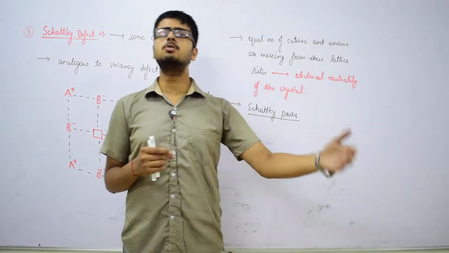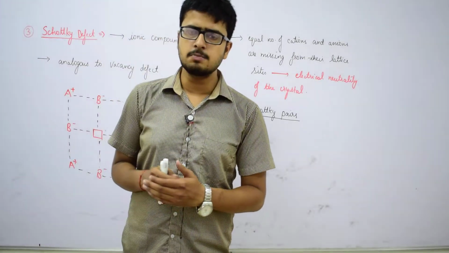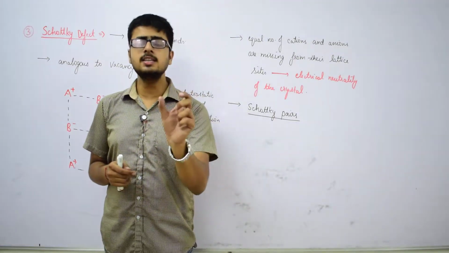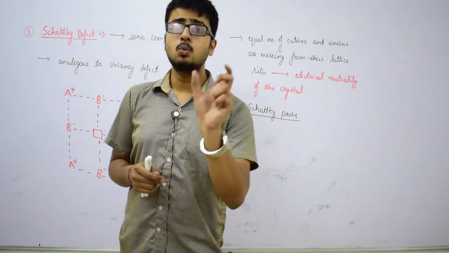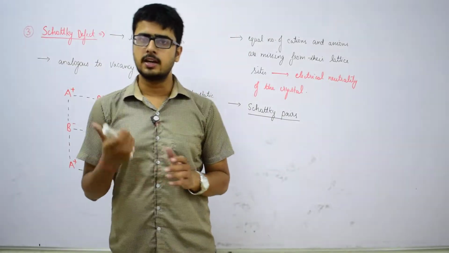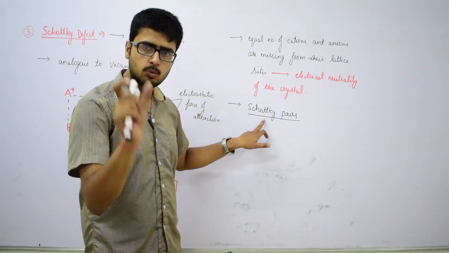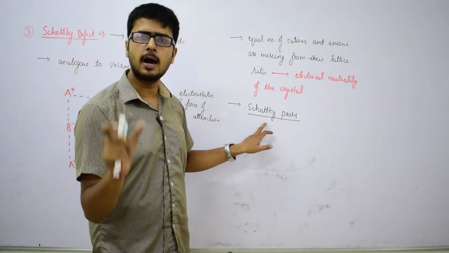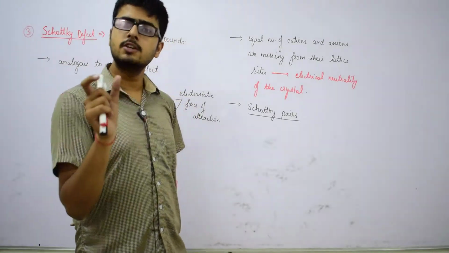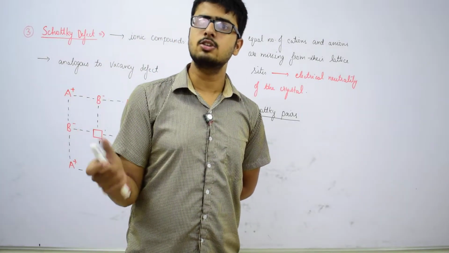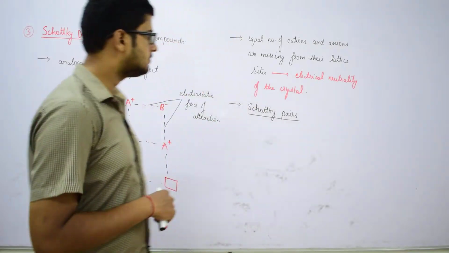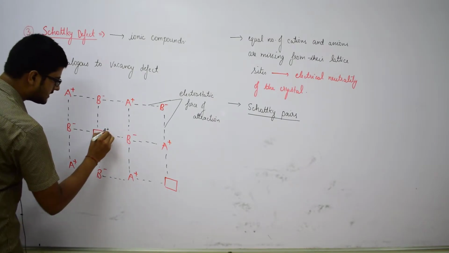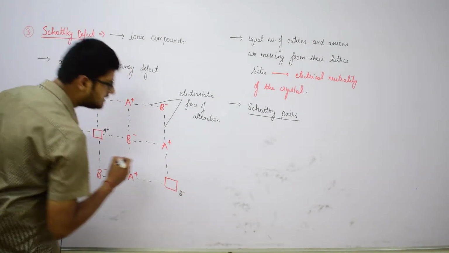Since there is equal missing of cations and anions, we say that cations and anions occur in a pair, and these pairs of cations and anions which are missing from their lattice sites are called Schottky pairs. So, one cation and one anion make a Schottky pair, and there will be a certain number of Schottky pairs missing from the lattice sites of this ionic compound. Here it was supposed to have an A plus cation, and here it was supposed to have a B minus anion.